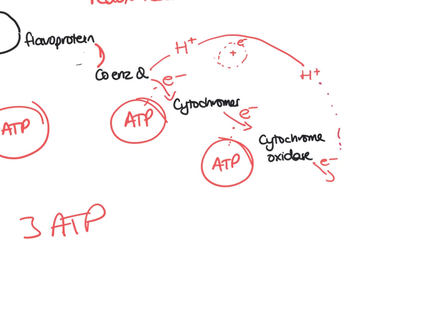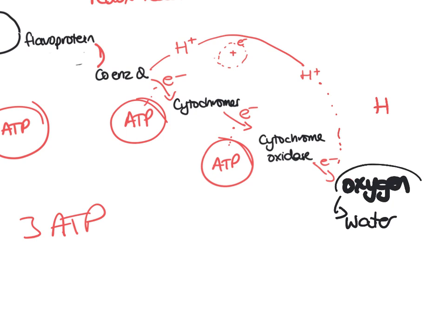Right at this bit here, the hydrogens and electrons come back together again to make hydrogen. The final acceptor is oxygen. So if we've got oxygen there, oxygen accepts the hydrogen and becomes water. Oxygen is the final electron acceptor.